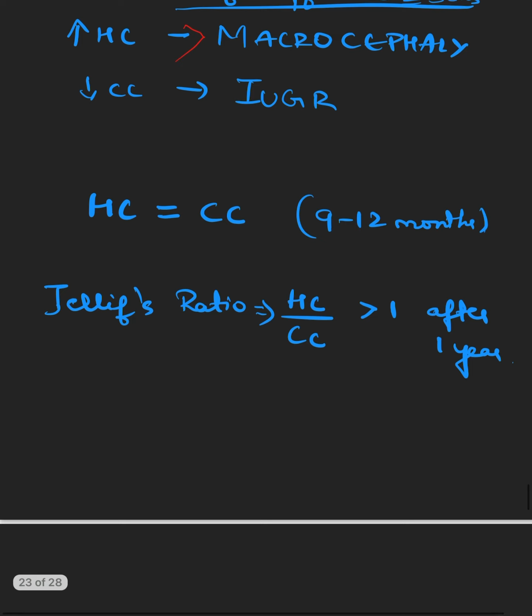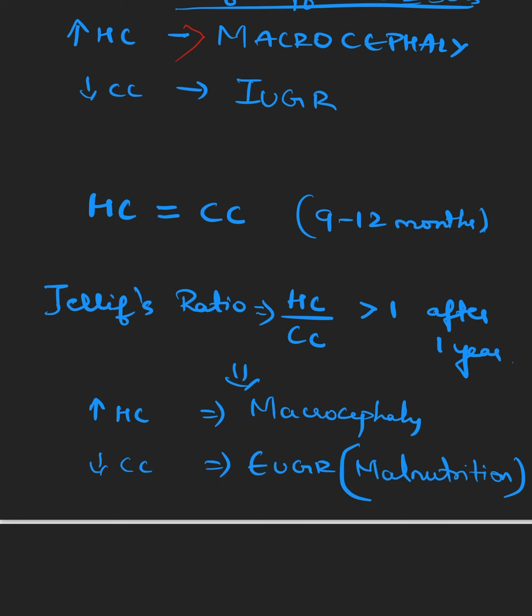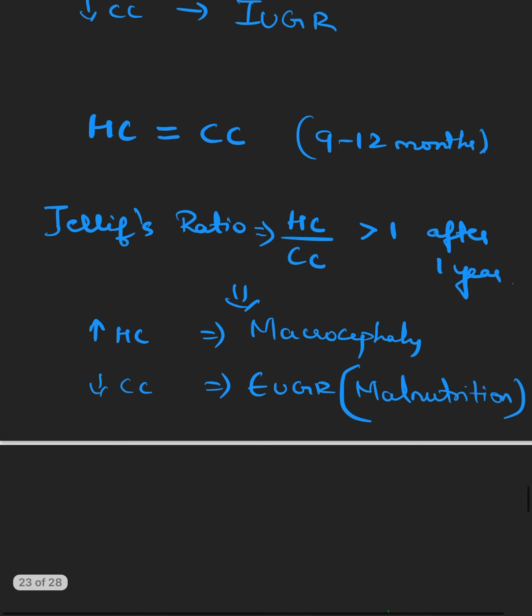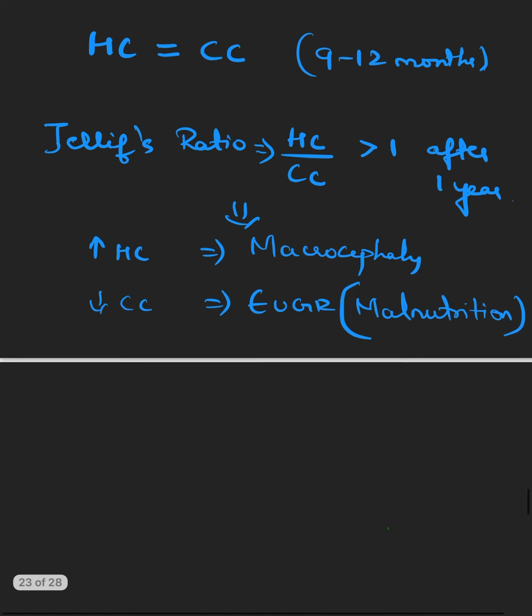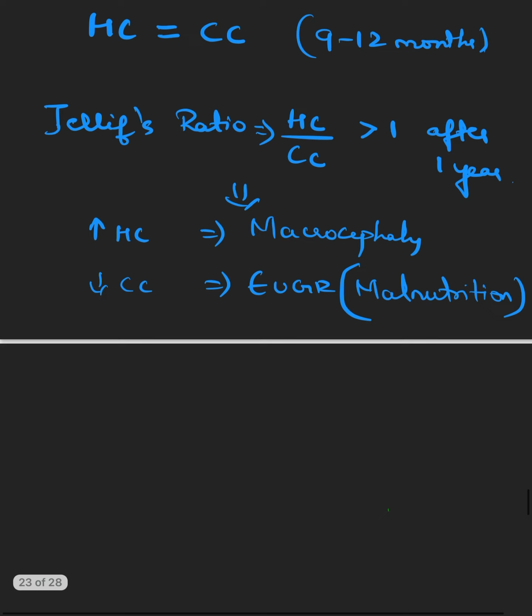So again, two reasons. Either head circumference is high because of macrocephaly, or chest circumference is low because of EUGR. EUGR is nothing but malnutrition, extrauterine growth restriction. One of the common causes is malnutrition. That's how we measure Jelliffe ratio. If head circumference by chest circumference ratio is more than 1 after 1 year, then it signifies either macrocephaly or malnutrition.